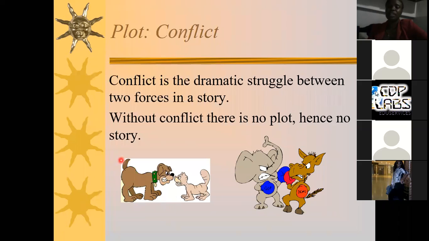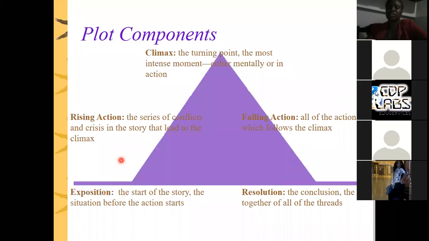We're going to look at types of conflicts. This basically explains what I said earlier about plot.